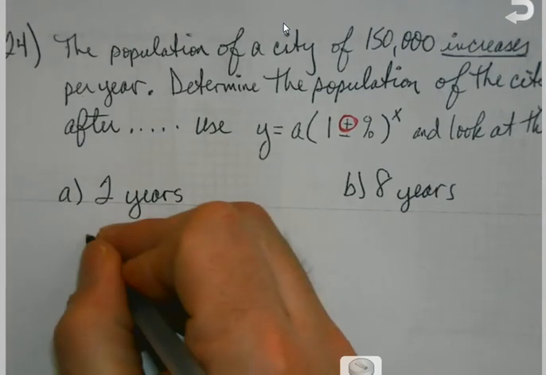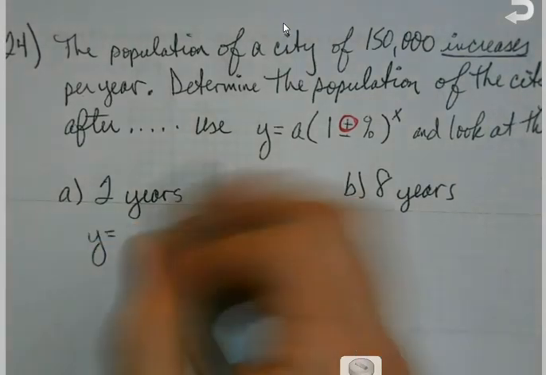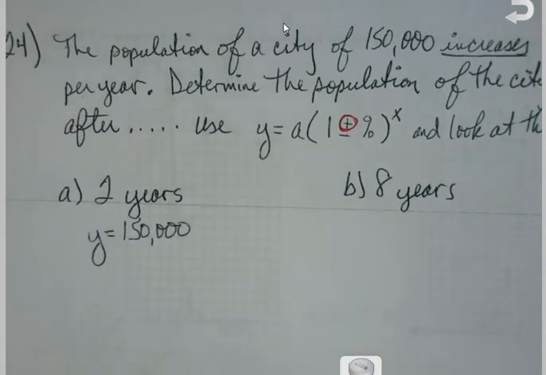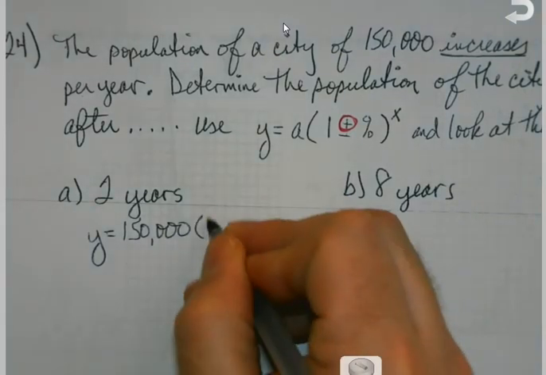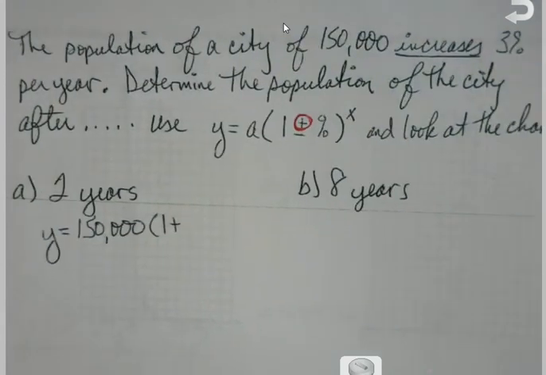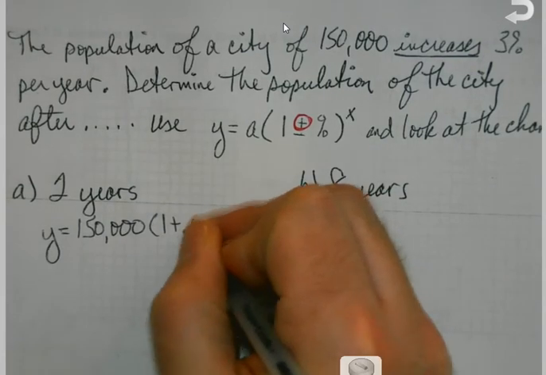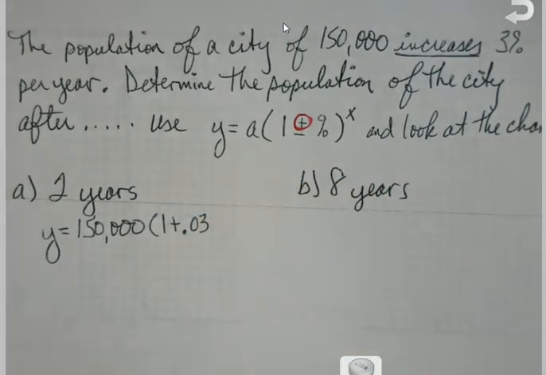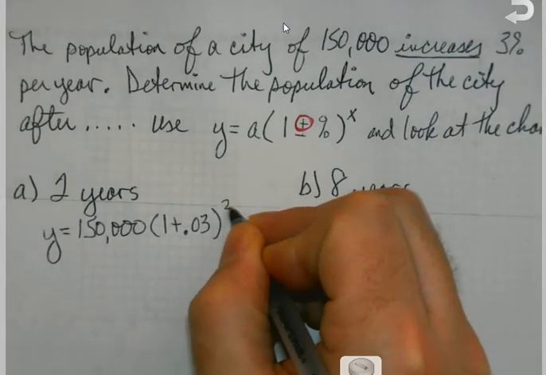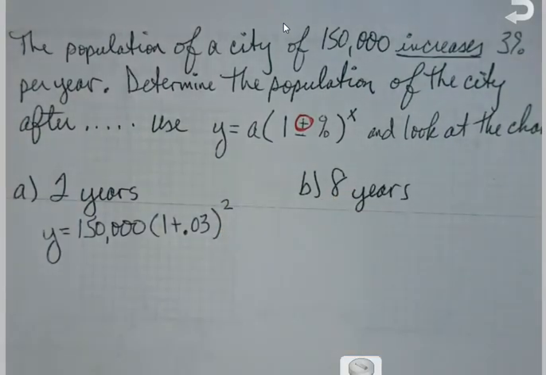So I've got y equals, my a value is what I start with, 150,000. 1 plus, then I got to think about this for a second. How do I write the 3% in? Can I just write 3? 0.03. And then you have a choice at this point. You can either, and I'll show you both, the t value would just be 2.